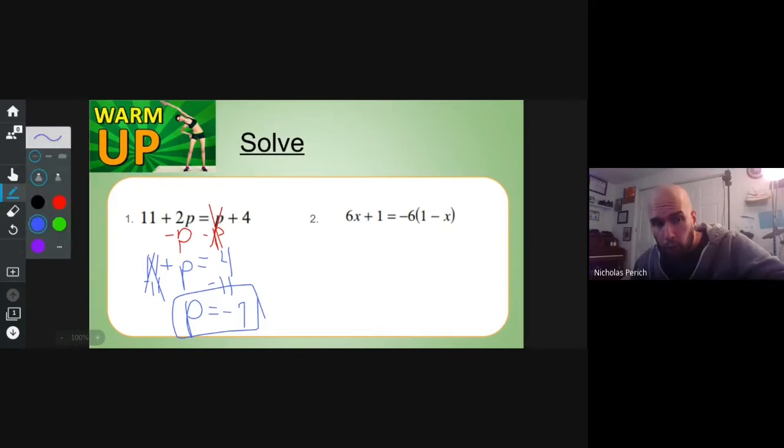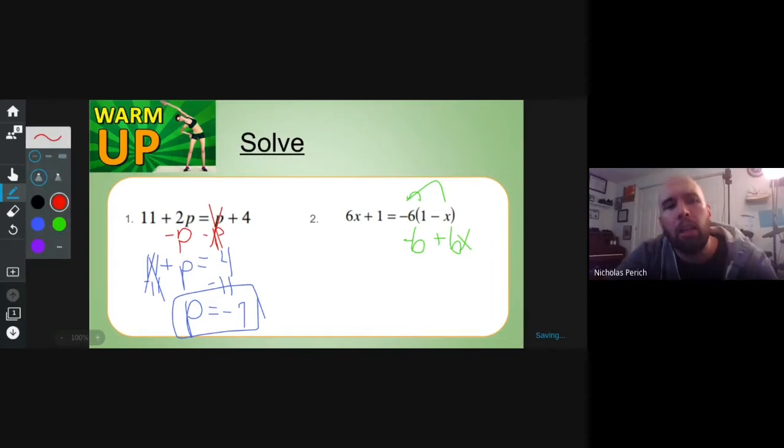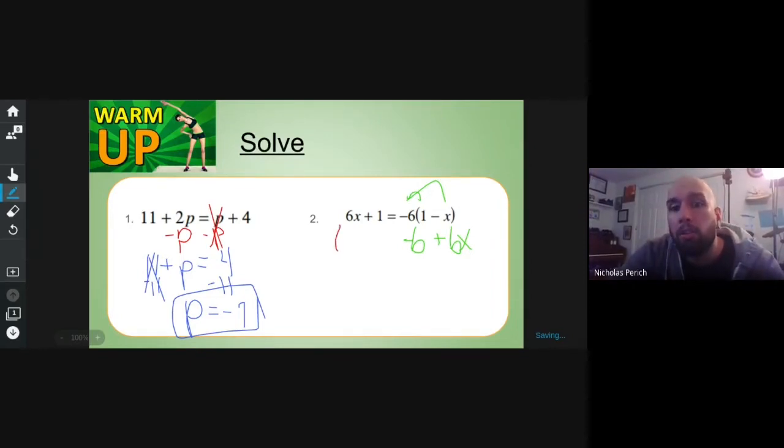I have to do a property before I can do anything first. That property is the thing on the right side called distributive property. So I'm going to distribute -6 to 1. -6 times 1 is -6. -6 to -x. Negative times a negative is a positive, and 6 times x is 6x. On the left side, I have 6x plus 1.